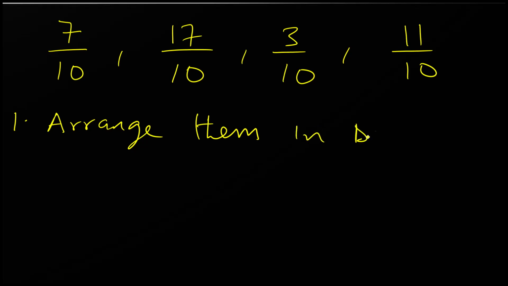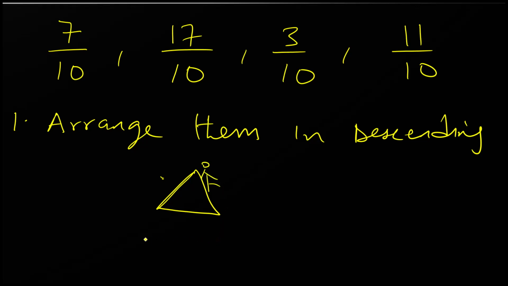Descending order. So you are descending, it means you are on the top of the mountain and you are declining. You are coming down. So it's like this. You are here, and you are coming down. This is the floor. Let's make this side the floor. So you are coming down. It means you are starting from the highest.